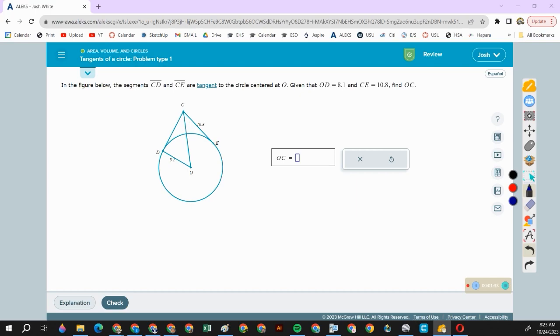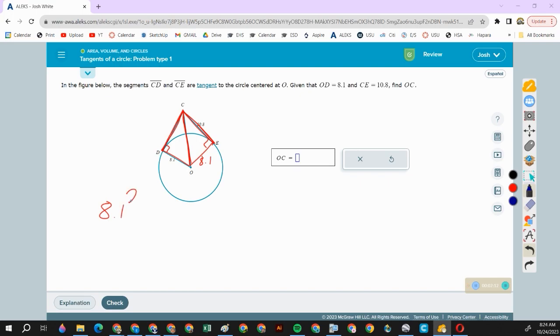So if this is a tangent line and this is a tangent line, then both of these are right angles. And because these are both radii, that would be 8.1. Right? So this side is shared, and that is the hypotenuse of a right triangle.